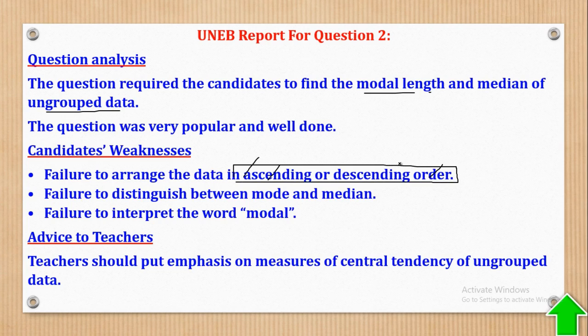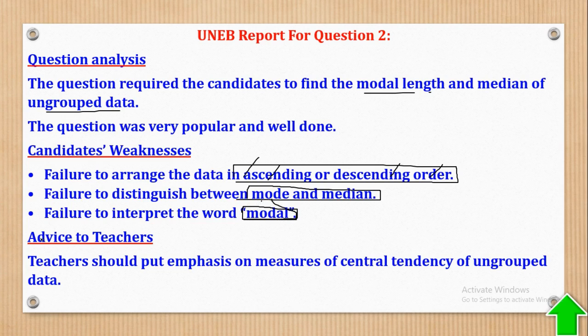But always remember that for ungrouped data, when you're getting the median, you have to first arrange in either ascending or descending order. The next weakness is failure to distinguish between mode and median. Some students could not know what mode is and what median is. Failure to interpret the word modal. Some students could be used to the word mode, but even the word modal means mode.